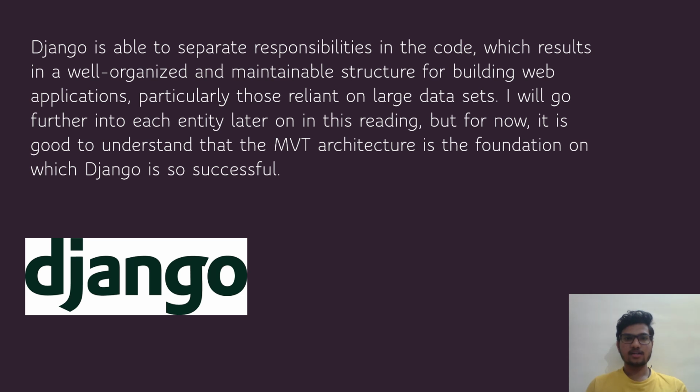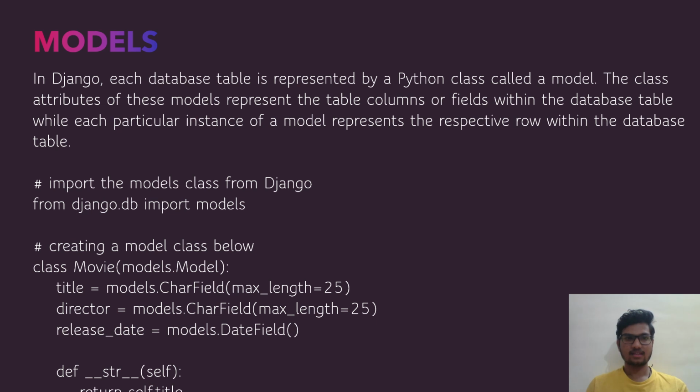Django is able to separate responsibilities in the code, which results in a well-organized and maintainable structure for building web applications, particularly those reliant on large datasets. I will go further into each entity layer in this reading, but for now it is good to understand that the MVT architecture is the foundation on which Django is successful. Now we'll see each and everything in detail.